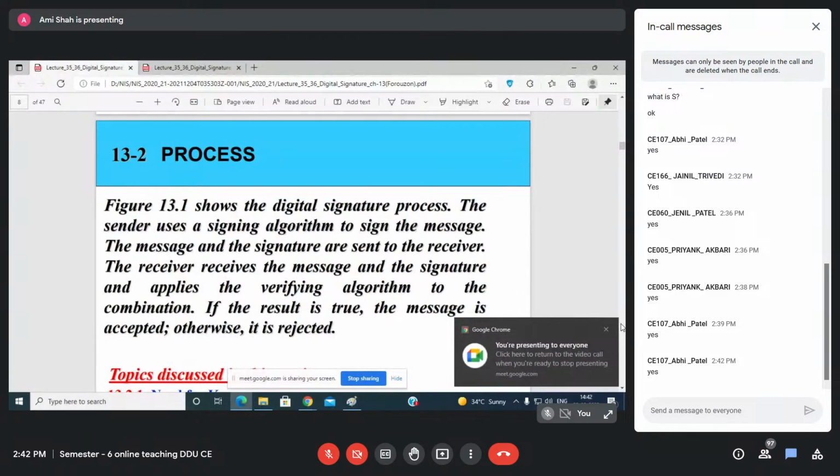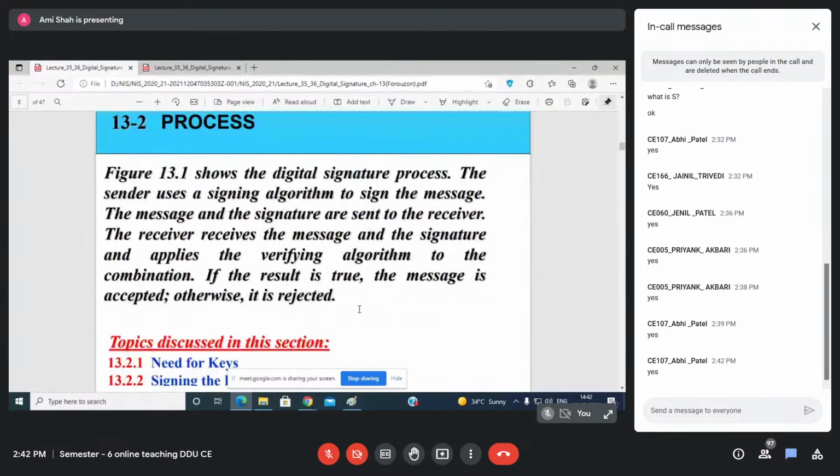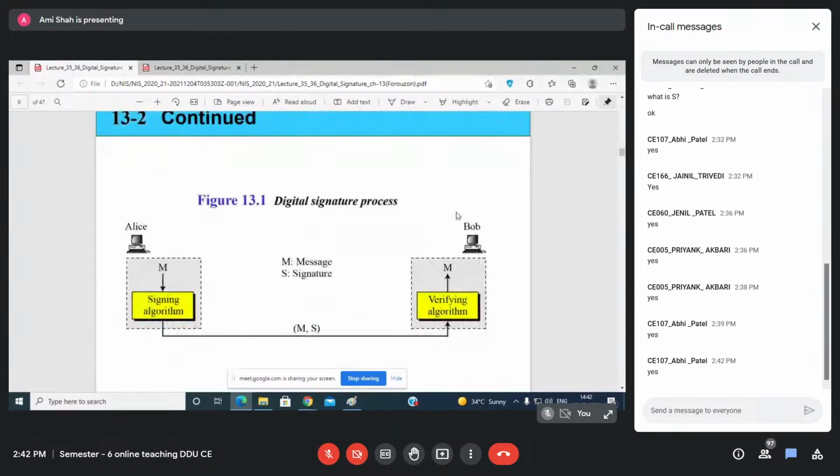Now, the next point: what is the digital signature process? See this figure, everyone. Alice is the sender and Bob is the receiver. In this process, the sender, Alice, uses a signing algorithm to sign the message. This is the original message.